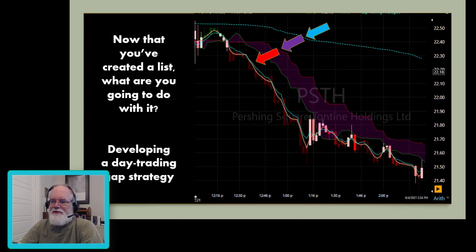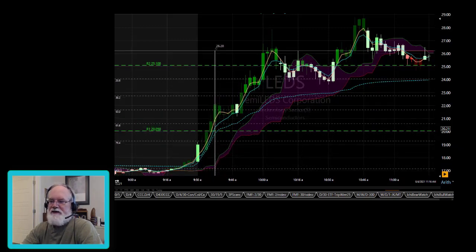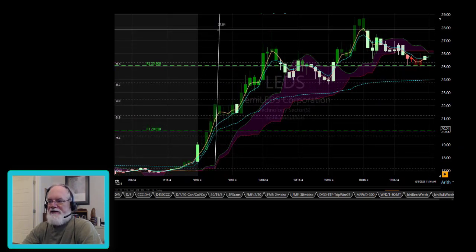This is an example of PSTH later on in the afternoon, but it kind of shows you clearly some different ideas for trading the market. You can also use Fibonacci retracements, which I use in a variety of ways with my trading. So for example, on this one on LEDs, you could pull a retracement back from the previous day's close and go up to the high of the day, which didn't occur until after about 10 o'clock or so.